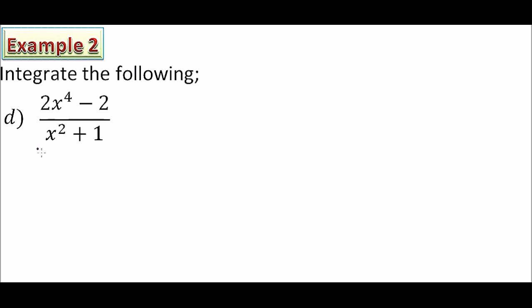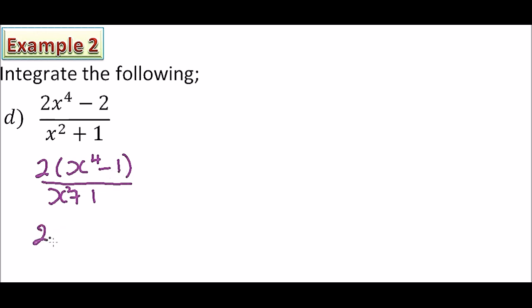So in this example, we integrate a gradient function (2x^4 - 2)/(x^2 + 1). In this case, we first of all factor out 2. So you have 2(x^4 - 1), divided by x squared plus 1. Now we can write the numerator, expanding it further using the rule of a difference of two squares.